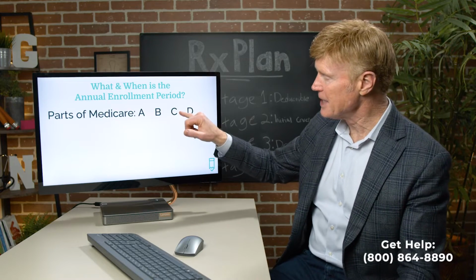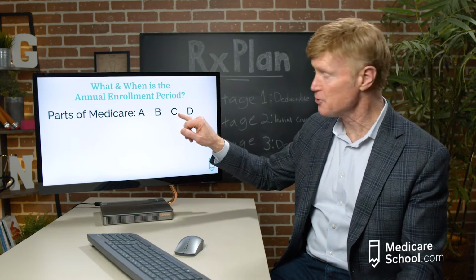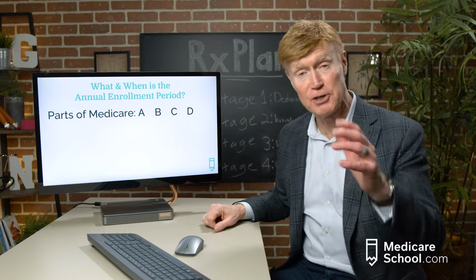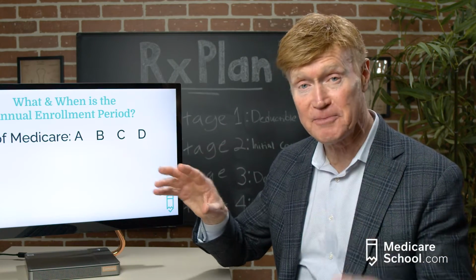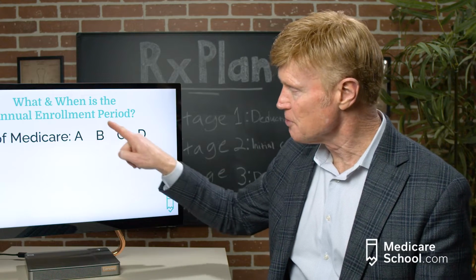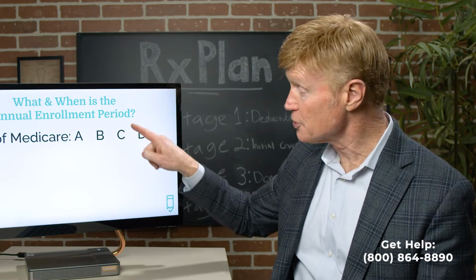Now, when we talk about C plans, these actually came into existence in 2003 under the second George Bush administration. These are called replacement plans. So when a person first goes on to Medicare, they're either going to use original Medicare A and B, or they're going to enroll into a C plan.